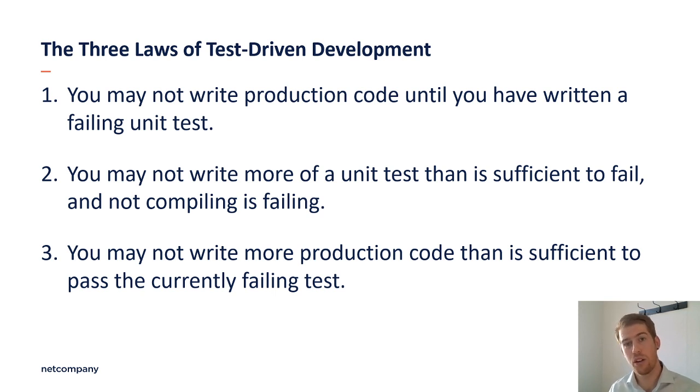The three laws of test-driven development basically say this: you may not write production code until you have written a failing unit test. And failing in this case is also not compiling. You may not write more of a unit test than is sufficient to fail. And as I said, not compiling is failing. And you may not write more production code than is sufficient to pass the currently failing test.